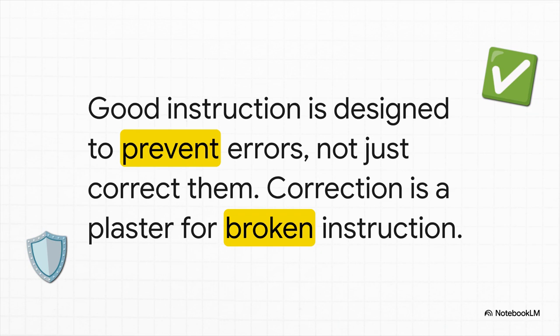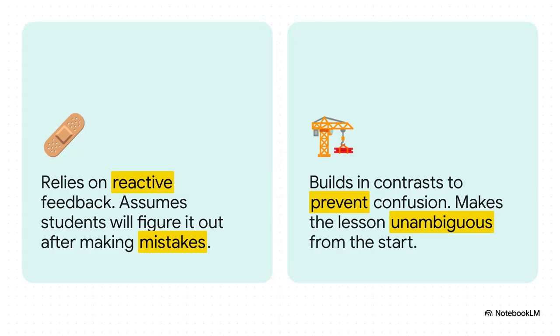Rule 4, and this one really ties everything else together. It's about a fundamental shift in your mindset. Instead of waiting for students to make mistakes and then jumping in to correct them, we should be proactively designing our instruction so those mistakes are way less likely to happen in the first place. This is really the difference between being reactive and being proactive.